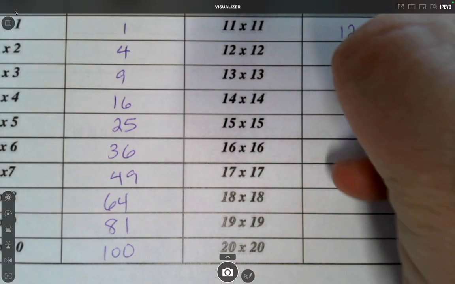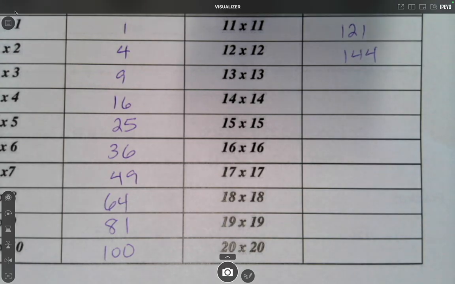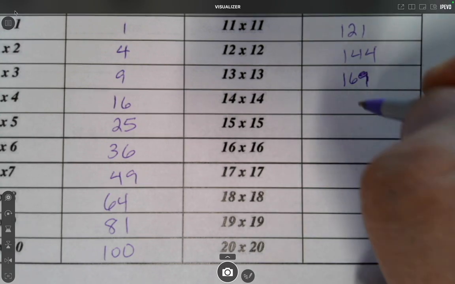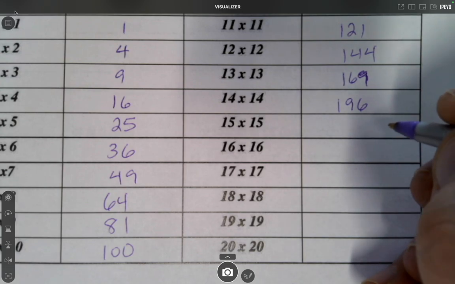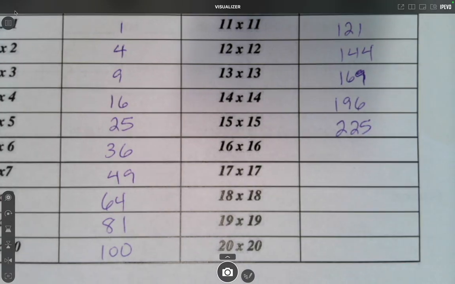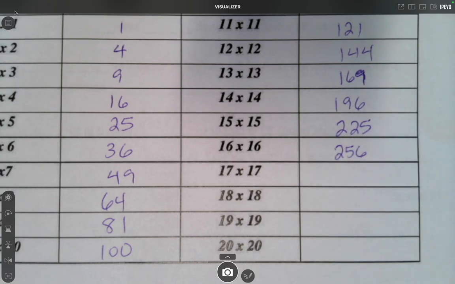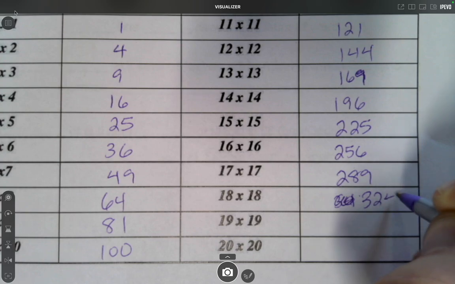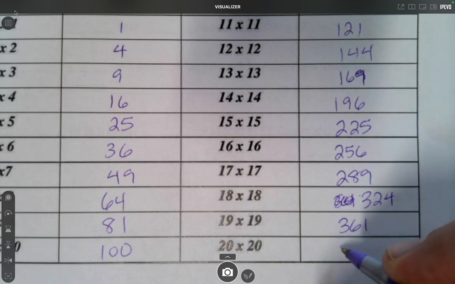11 times 11 is 121. 12 times 12 is 144. 13 times 13 is 169. 14 times 14 is 196. 15 times 15 is 225. 16 times 16 is 256. 17 times 17 is 289. 18 times 18 is 324. 19 times 19 is 361. And 20 times 20 is 400.